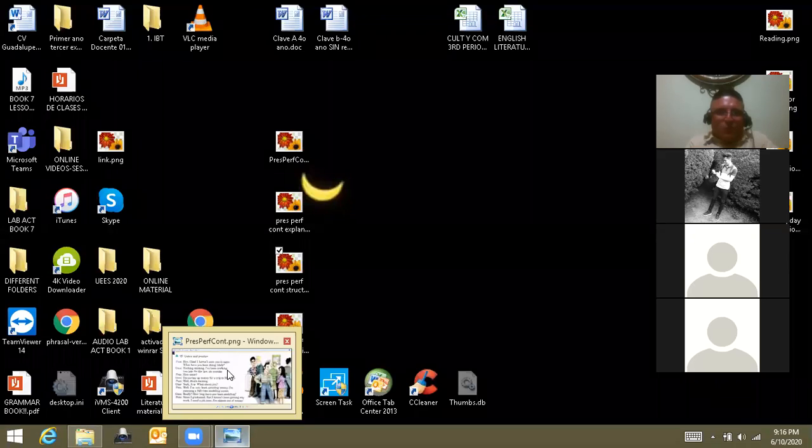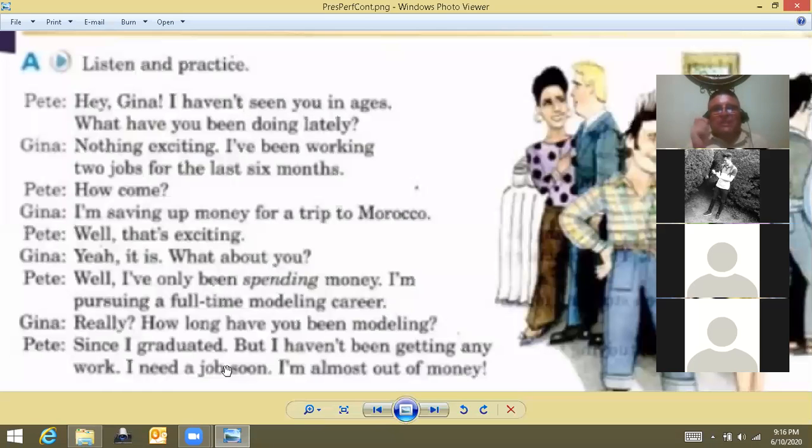the image that I was showing. Now, where is the present perfect continuous here, the first time? I haven't seen you. Okay, remember that when you hear the word continuous, that means the verb needs to have the ing form. What have you been doing? Exactly. What have you been doing lately? Good. What is the next one?